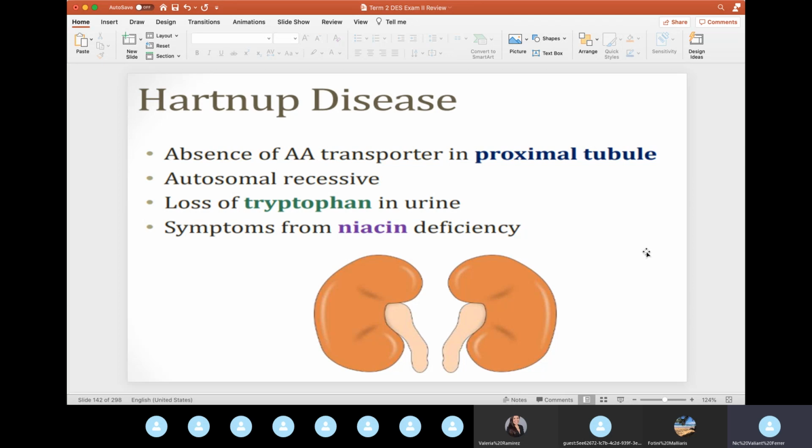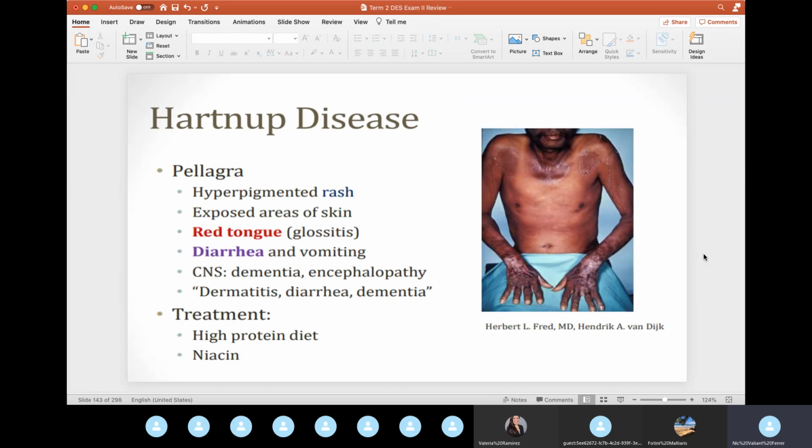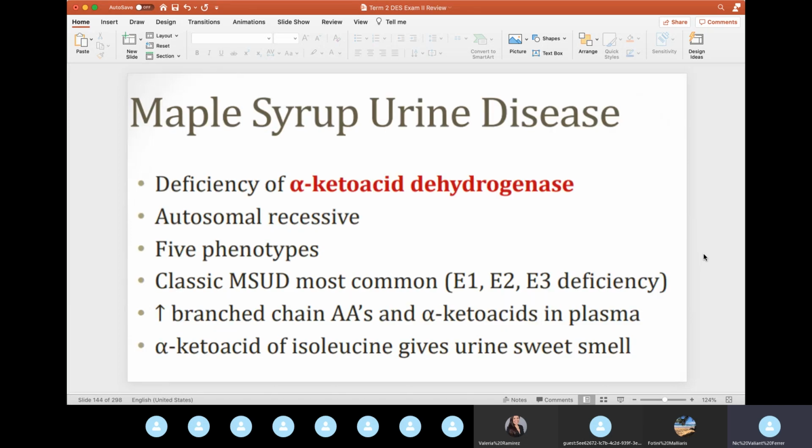Heart valve disease, again, think about tryptophan, think about niacin. There is an absence of a transporter in your proximal tubule. So you cannot reabsorb tryptophan. So tryptophan is lost in your urine. This is a symptom from your niacin deficiency. Look at the picture on the right. This is pellagra. You can have hyperpigmented rash, red tongue, glossitis, diarrhea, and vomiting. The 3 Ds, dermatitis, diarrhea, and dementia. How are we going to treat? Give them a high protein diet, or supplement with niacin.